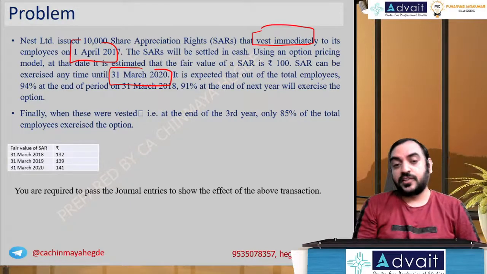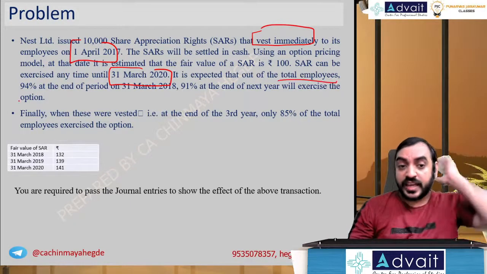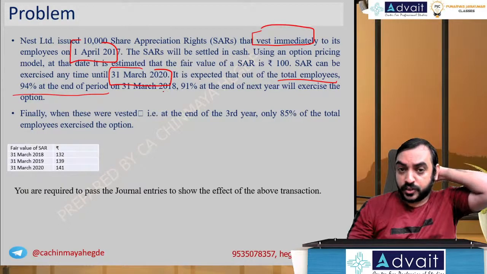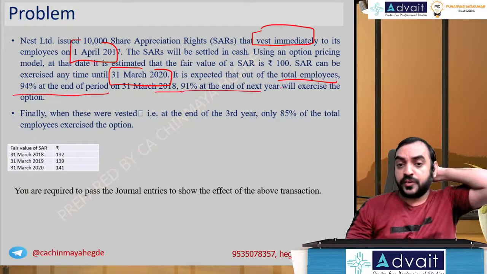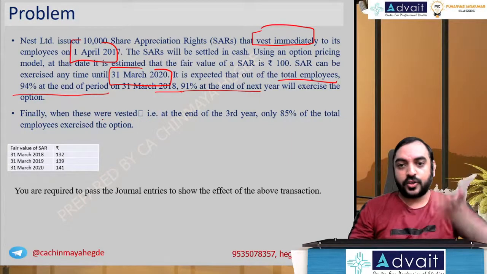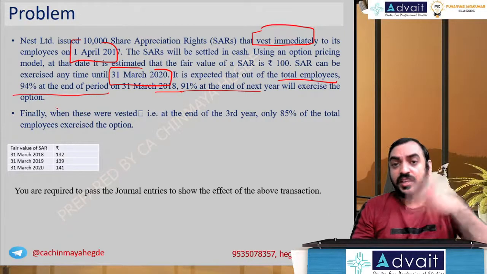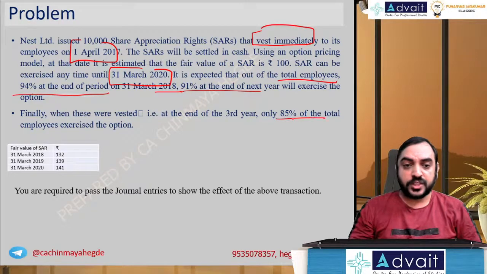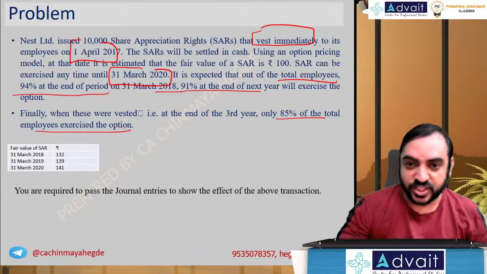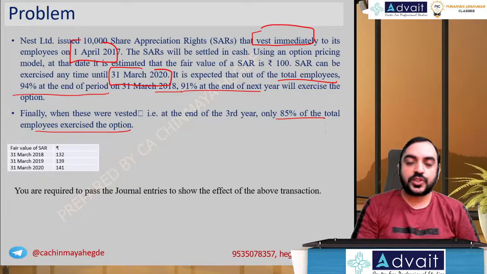Exercise period is 3 years. And it is expected that out of total employees, 94% at the end of the period, 31st March 18, and 91% the next year will exercise the option. And finally, this were exercise vested at the end of third year. This is a conflicting sentence. I think we should understand that finally, when 3 years are completed, 85% of the employees exercise the option. You are required to pass the entries to show the effect of the above transaction.